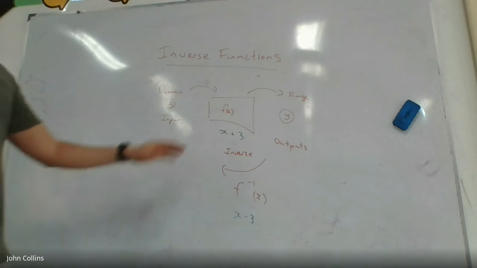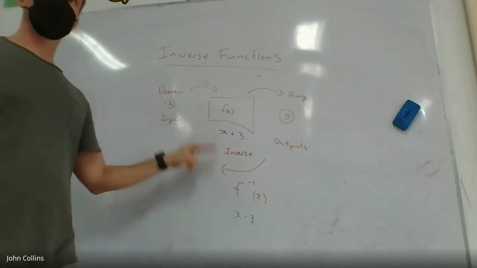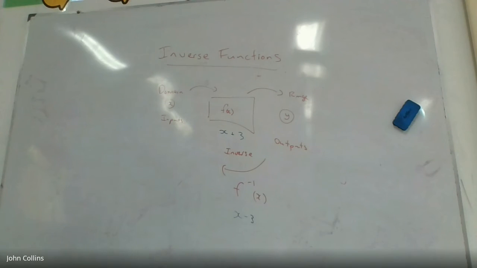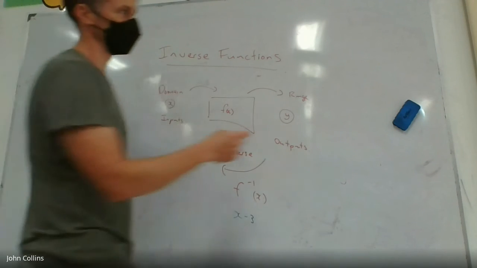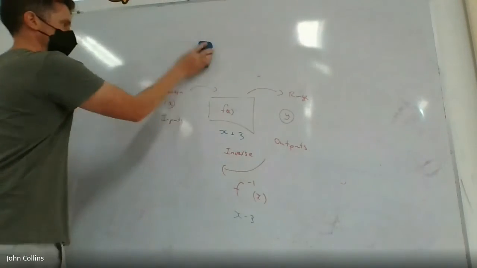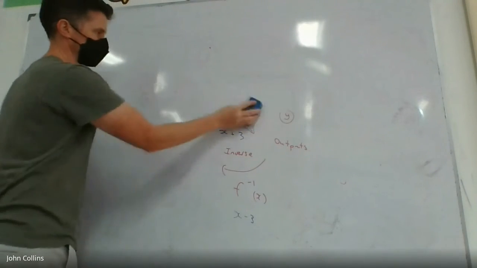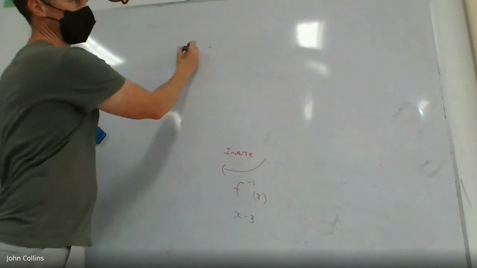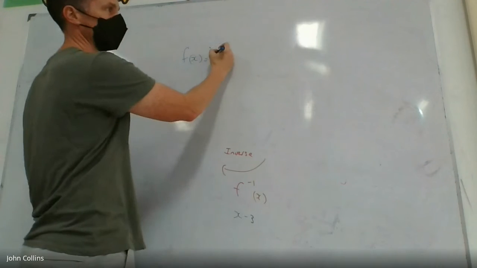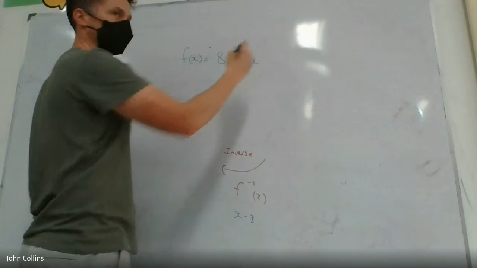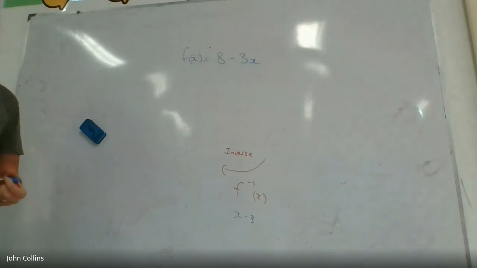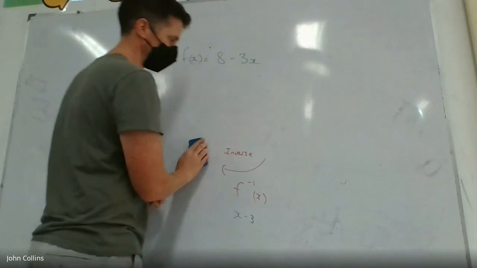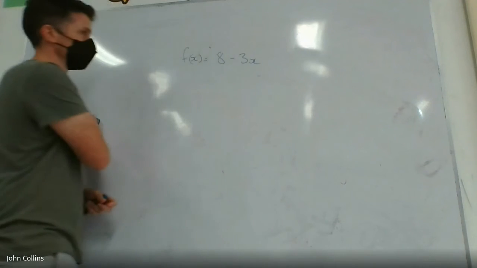Right, so we're going to try and figure out how we always get the inverse function, the opposite way around. And it's an algebra skill that you've already done. So let's look at these. Let's look at f of x is equal to 8 minus 3x, and I want to get the inverse of that, the opposite value.